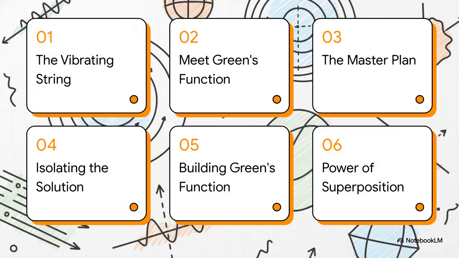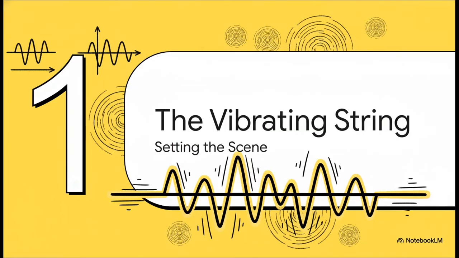So here's our game plan for the investigation. First, we'll set the scene. Then, we'll introduce our specialist detective, the Green's function. After that, we'll lay out the master plan, the interrogation, if you will. We'll see how we can isolate the solution and then finally unmask our detective before we close the case with this beautiful, powerful idea called superposition. Let's get to it.